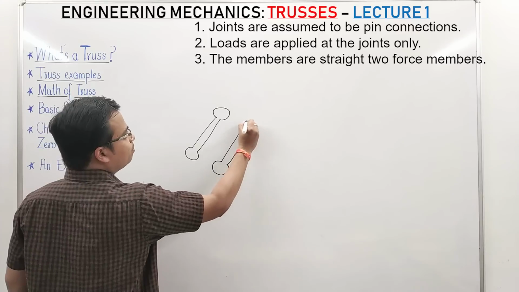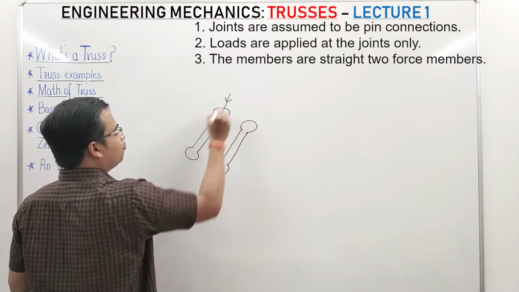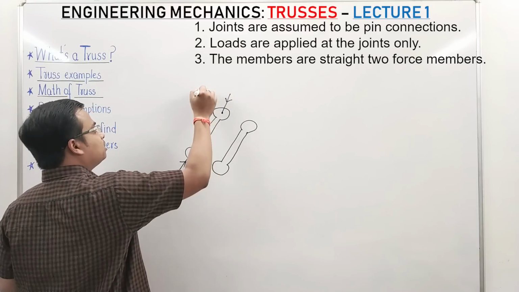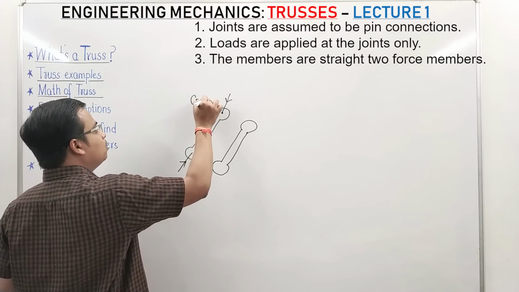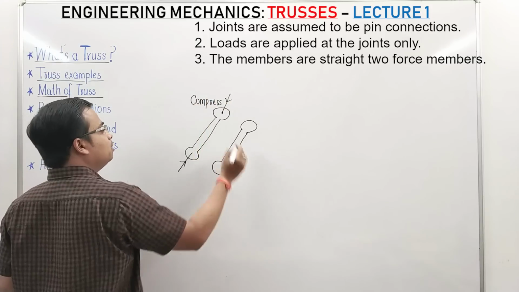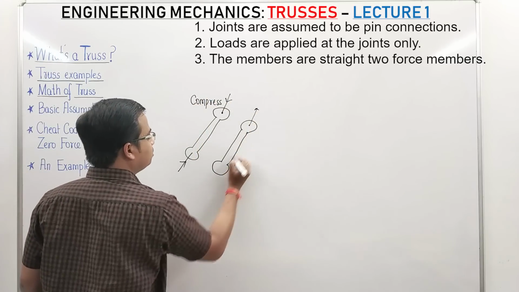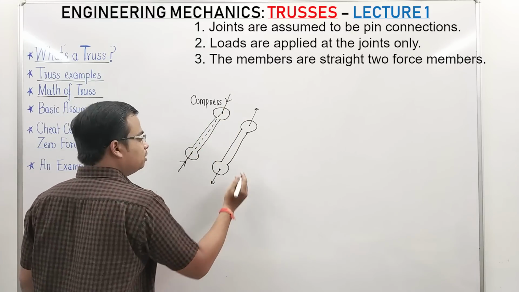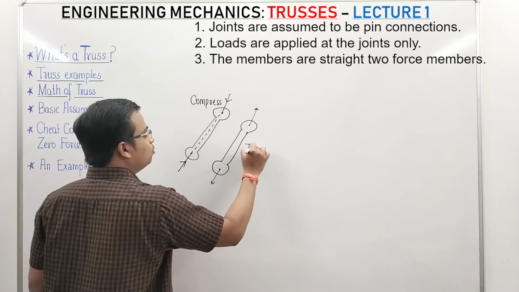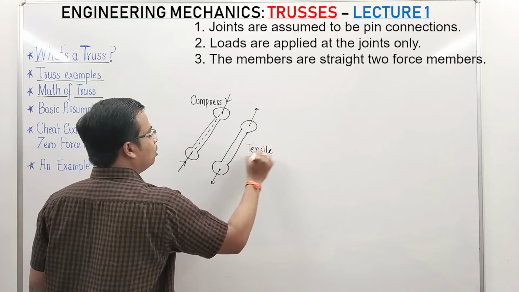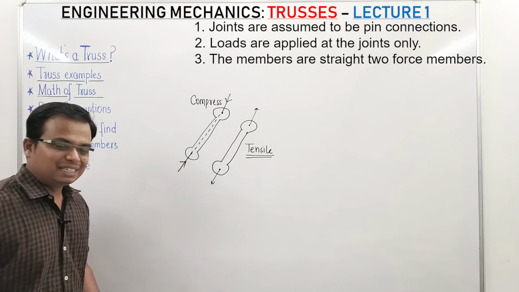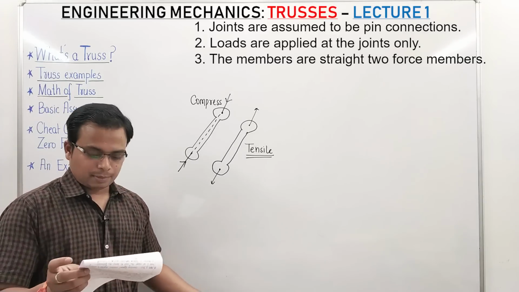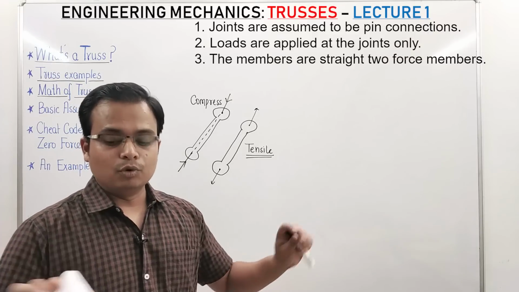So by two force member, I mean to say a force, it's a pair. I mean, these forces are such that they are trying to compress the member, and the forces could be like this. Okay, and these are also collinear. Secondly, the forces could be like this. They will try to pull the bar. In that case, we call it to be a tensile force, let's say. Okay, again, the members are straight two force members.